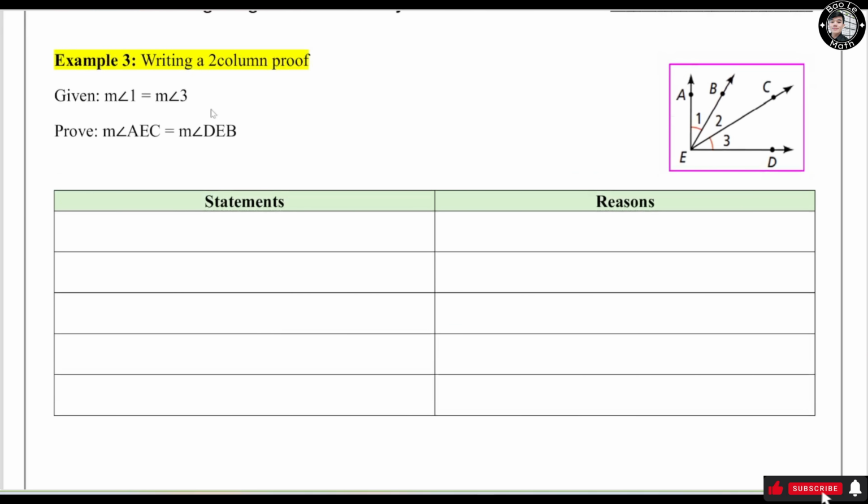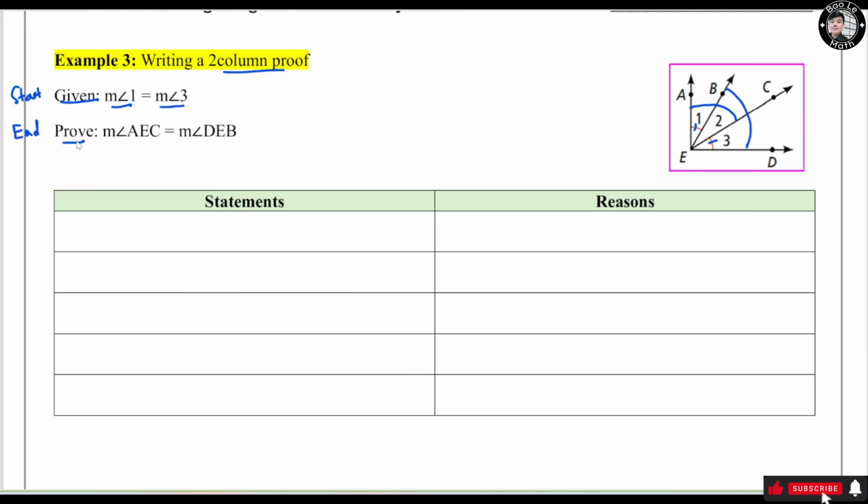Now let's move on to example number 3. We're going to learn how to write a two-column proof for this problem. Now given the measure of angle 1 equals the measure of angle 3 right here. Prove that the measure of angle AEC, which is this guy right here, equals the measure of angle DEB, this guy right here. Right. Now, when you do a two-column proof of a geometry problem, you always start with the given thing right here, right? And you always end with the proof right here.